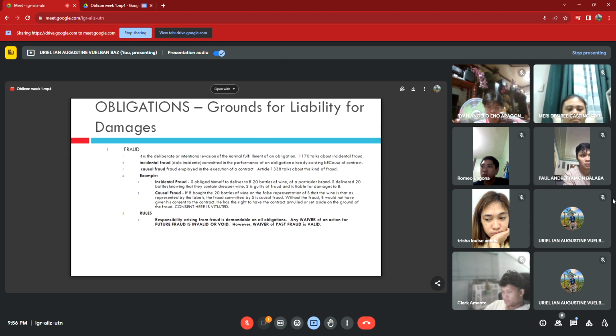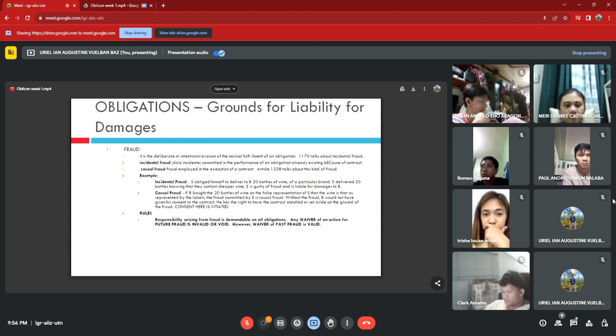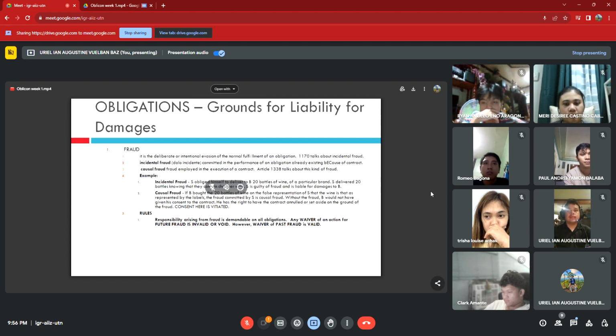Causal fraud, for example: if B bought the 20 bottles of wine on the false representation of S that the wine is as represented by the labels, the fraud committed by S is causal fraud. Without the fraud, B would not have given his consent to the contract. He has the right to have the contract annulled or set aside on the ground of fraud. Consent here is vitiated.